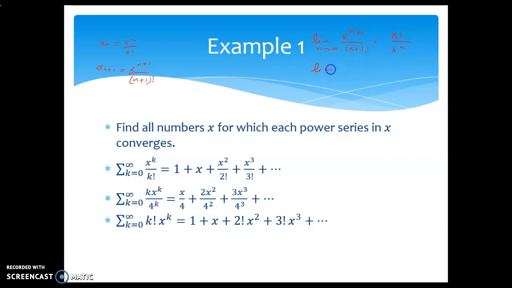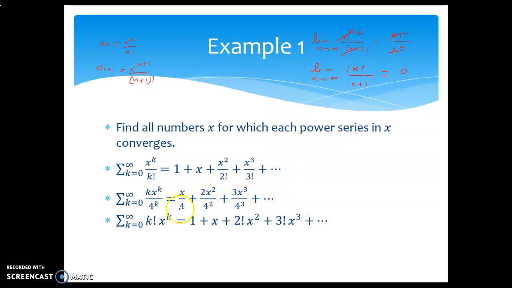So that is going to give me x raised to the power of n and x raised to the power of n cancel out, and n factorial and n factorial cancel out. So here I'm going to have x over n plus 1, in absolute value, and the limit is going to be equal to 0. All right, so that means my power series converges for any value of x.